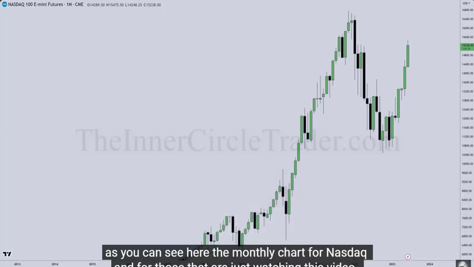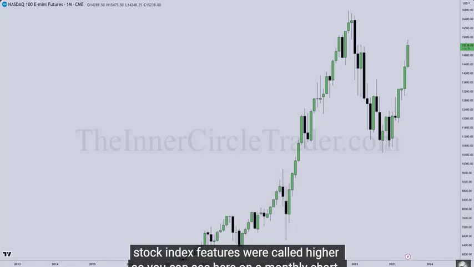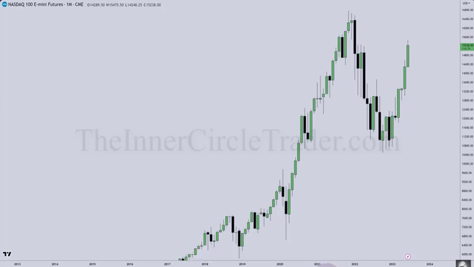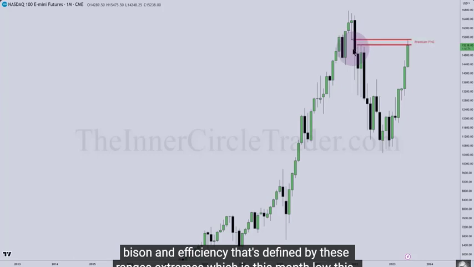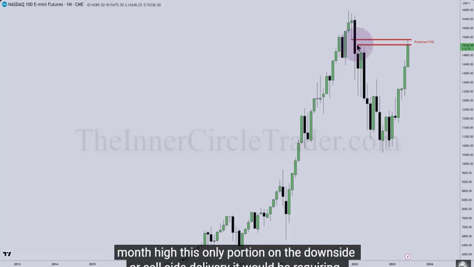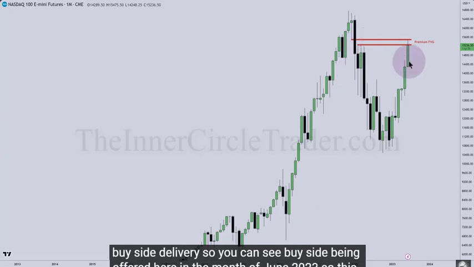As you can see here, the monthly chart for NASDAQ, and so you can see here on a monthly chart, right here, we can see a small little imbalance in the form of a fair value gap, sell side imbalance, buy side inefficiency. That's defined by these range extremes, which is this month low, this month high. This only portion on the downside or sell side delivery would be requiring buy side delivery.